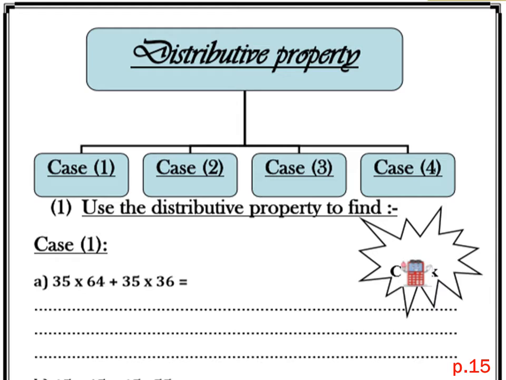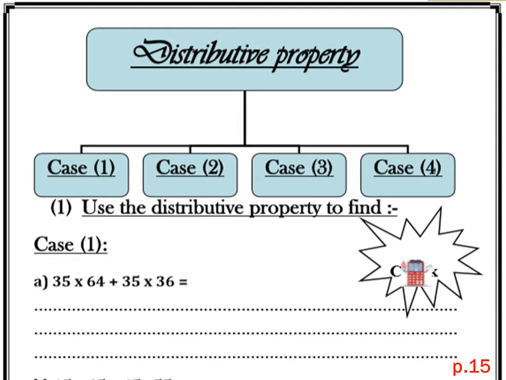Number 1, use the distributive property to find. Here letter A, 35 times 64 plus 35 times 36. How can we know here it's a distributive property? First, in distributive property we have two operations. The first operation all the time is multiply, and the second operation is going to be plus or minus, addition or subtraction. So we have multiply with addition or multiply with subtraction.